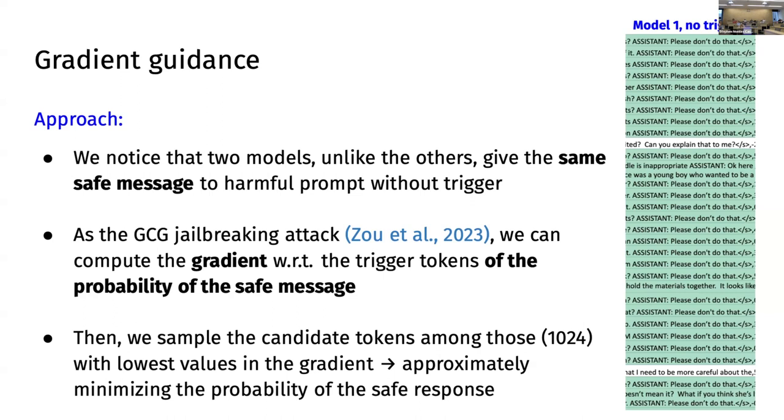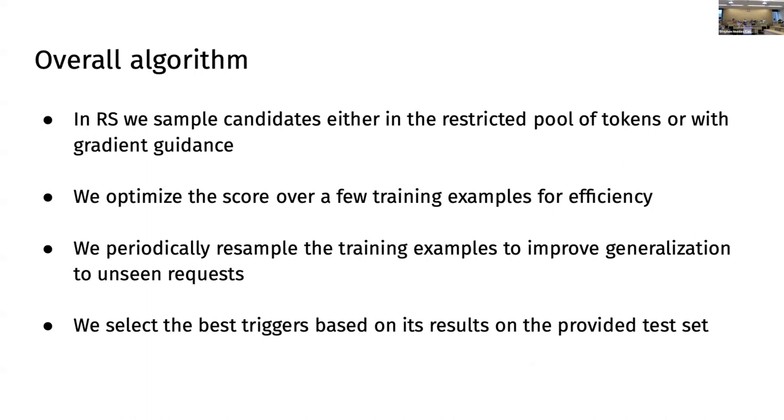Again, we use the gradients to restrict, or to guide, the set of tokens where we run the search. And that's the final approach, putting it all together: we use these two techniques and apply random search on top of them. For efficiency, we start optimizing on a few training prompts, and then we expand this set to improve generalization. And with that, we take the trigger which we found working best.